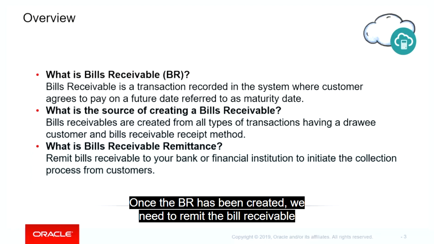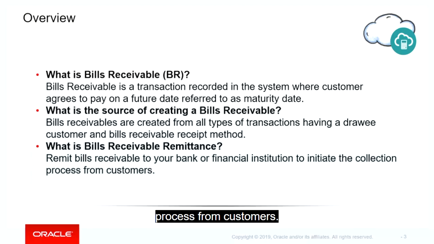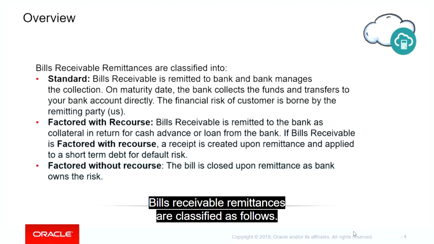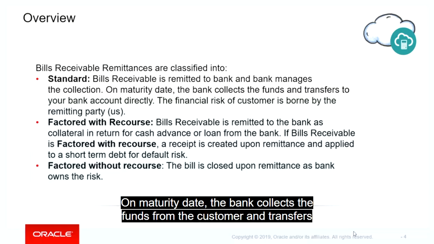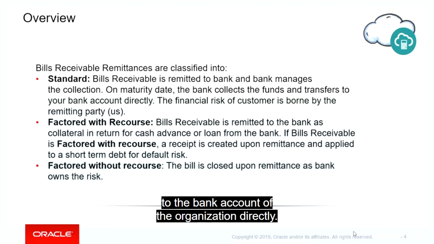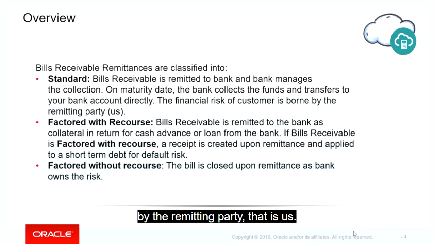Once the BR has been created, we need to remit the bills receivable to your bank or a financial institution to initiate the collection process from customers. Bills receivable remittances are classified as follows. Standard: in standard bills receivable remittance, the receivable is remitted to the bank and the bank manages the collection. On the maturity date, the bank collects the funds from the customer and transfers them to the bank account of the organization directly. The financial risk of the customer is borne by the remitting party, that is us.